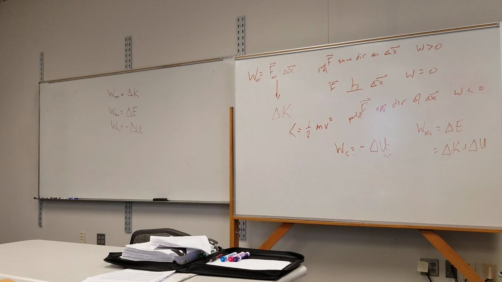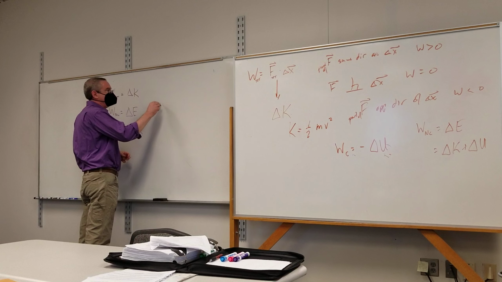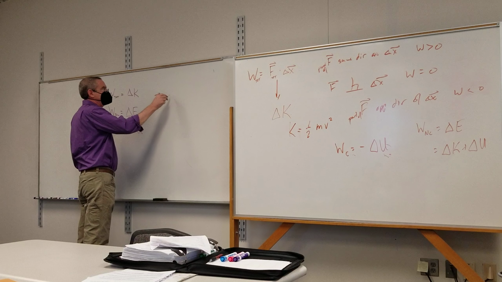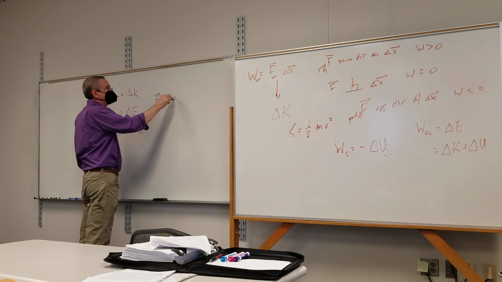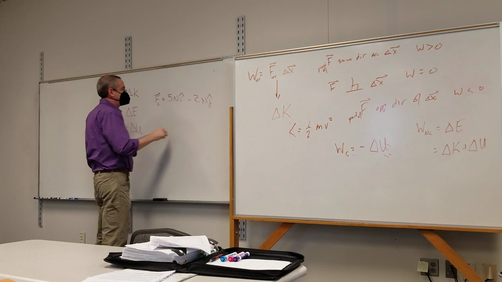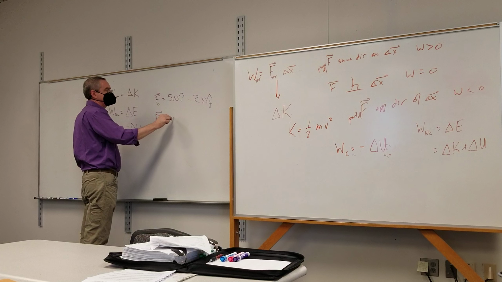What did the wording say again? Number 7. Alright, so it gave you the conservative force and the non-conservative force. I'll just use different numbers here. I said the conservative force was 5 newtons i hat minus 2 newtons j hat. The non-conservative force is, I think, 2 newtons j hat.